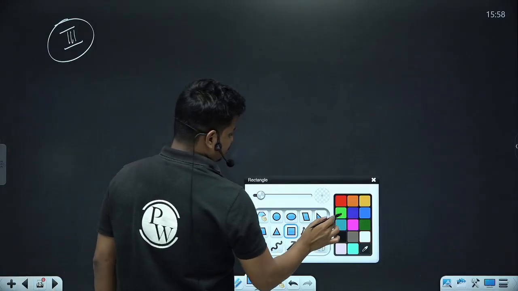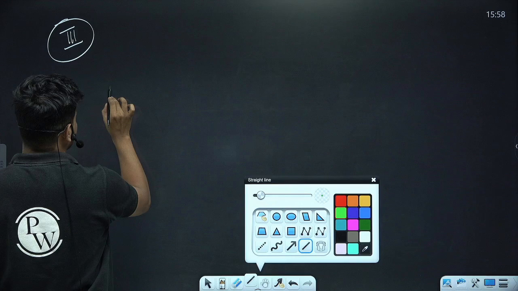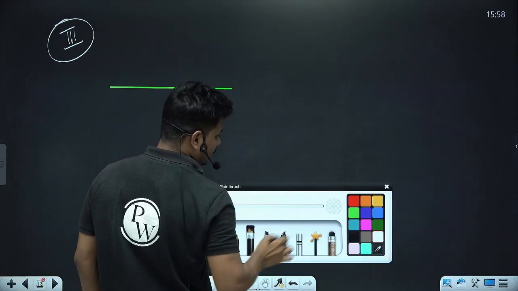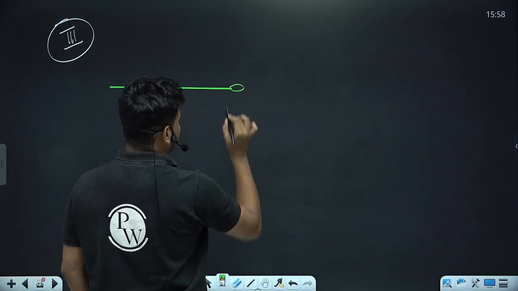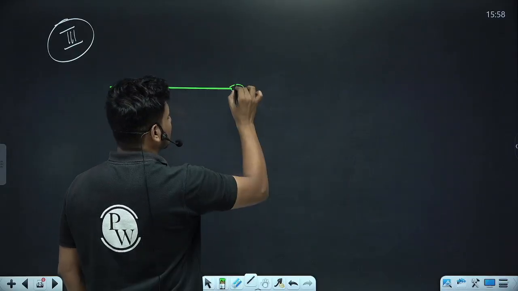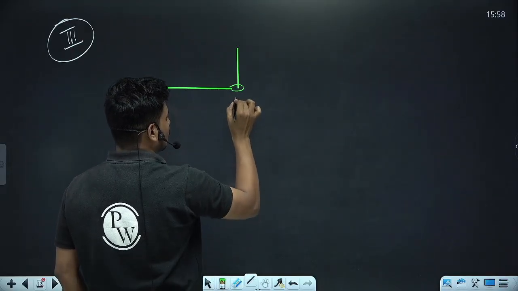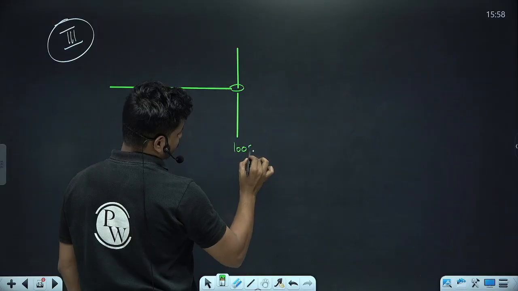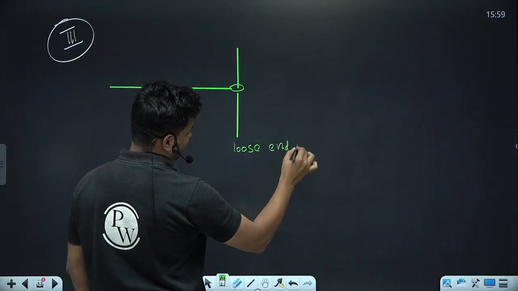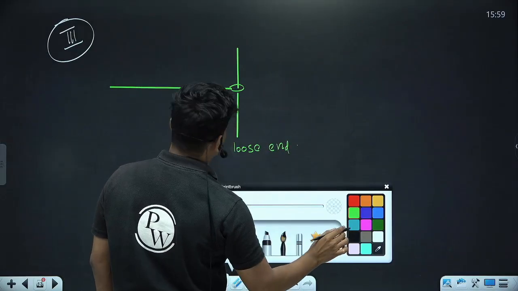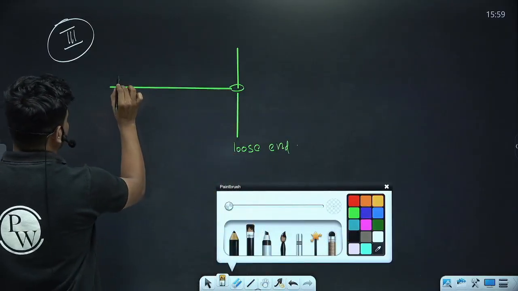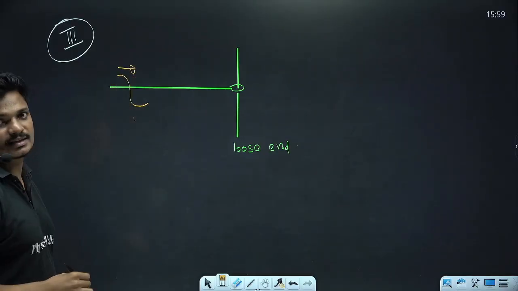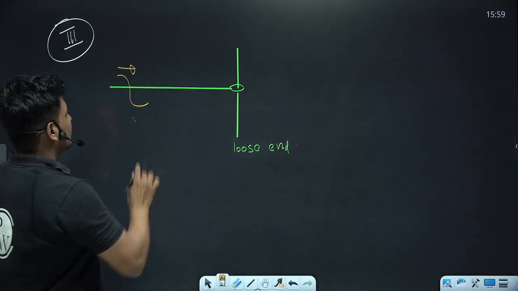Just imagine this is a wave. This string is connected at a free end, or loose end. If a wave is generated like this, similar to a cos graph, then it is a loose end.